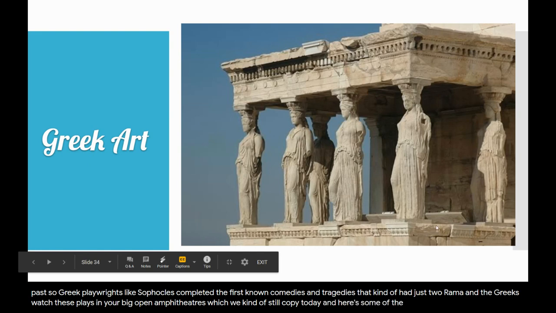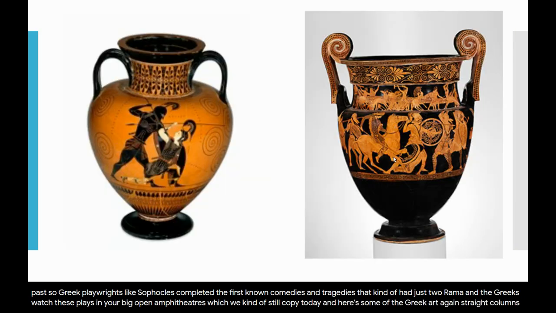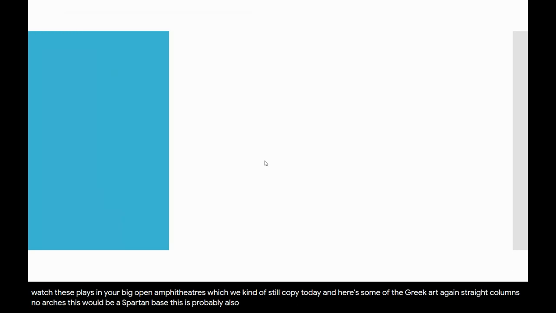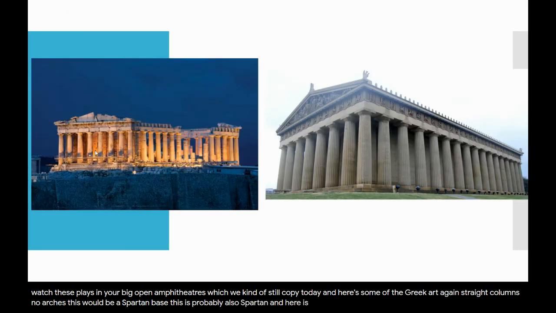And here's some of the Greek art. Again, straight columns, no arches. This would be a Spartan vase. This is probably also Spartan. And here it is today in ruins.